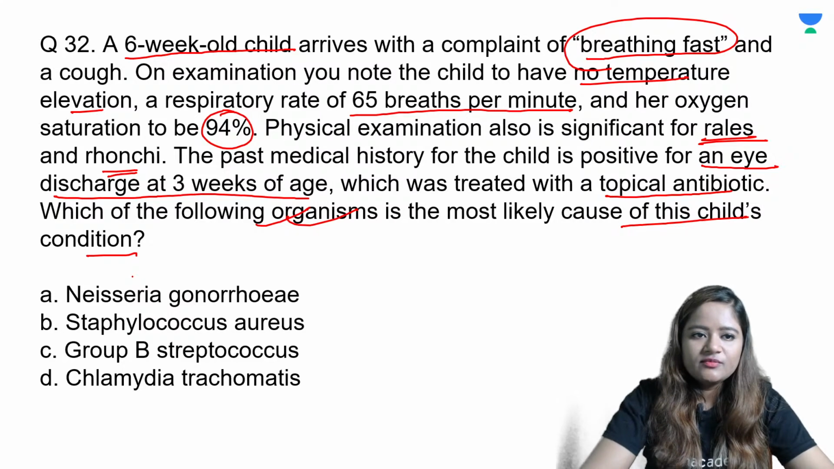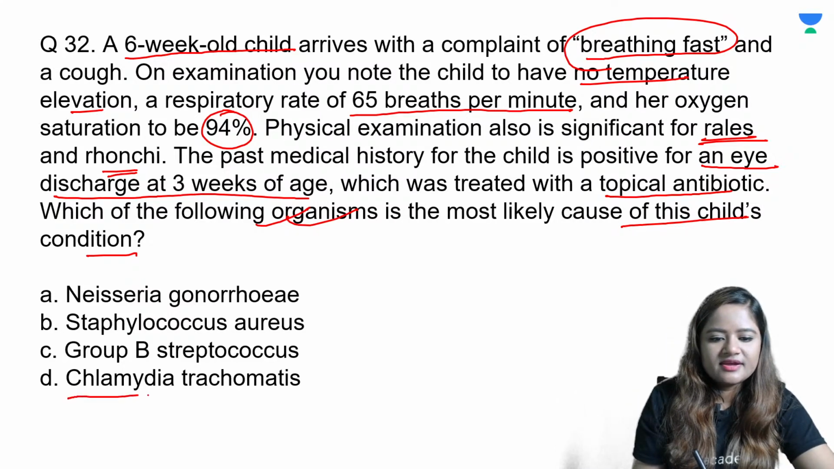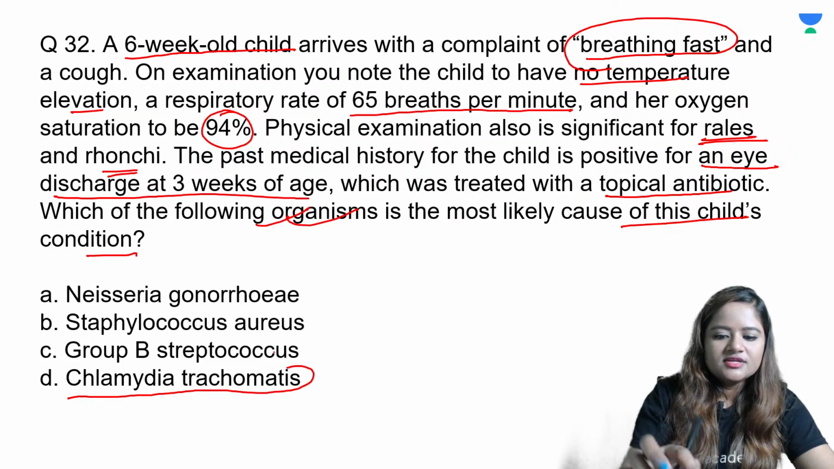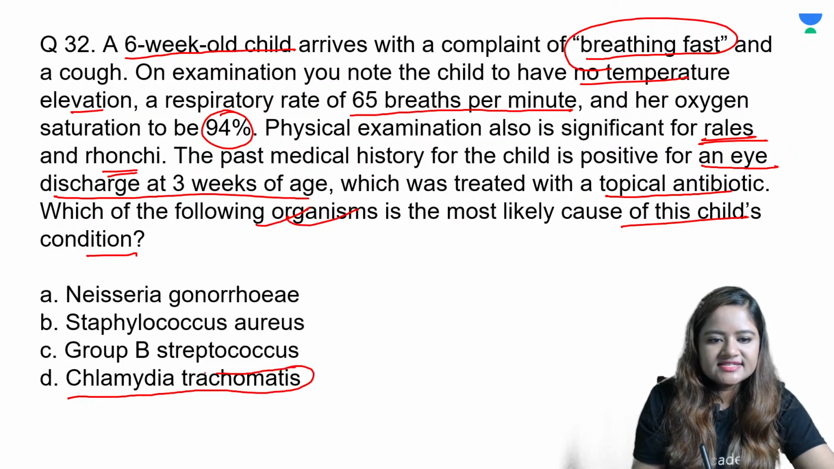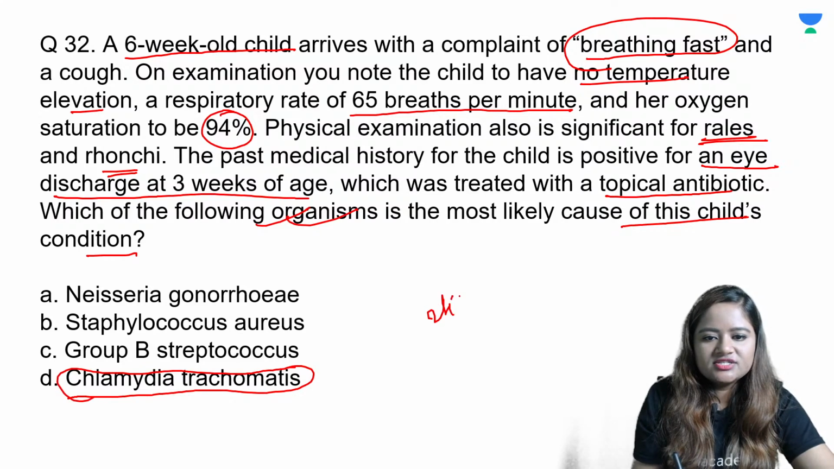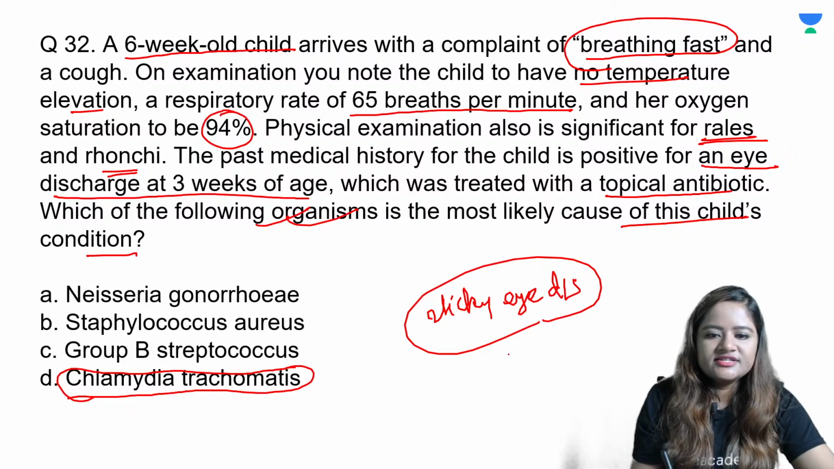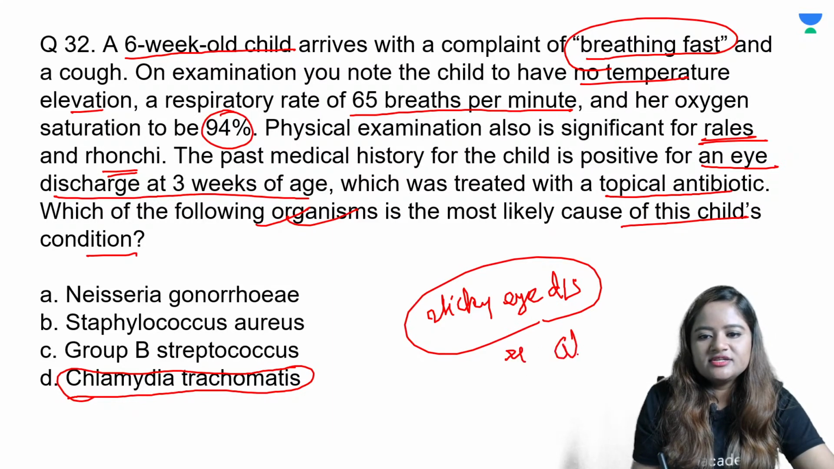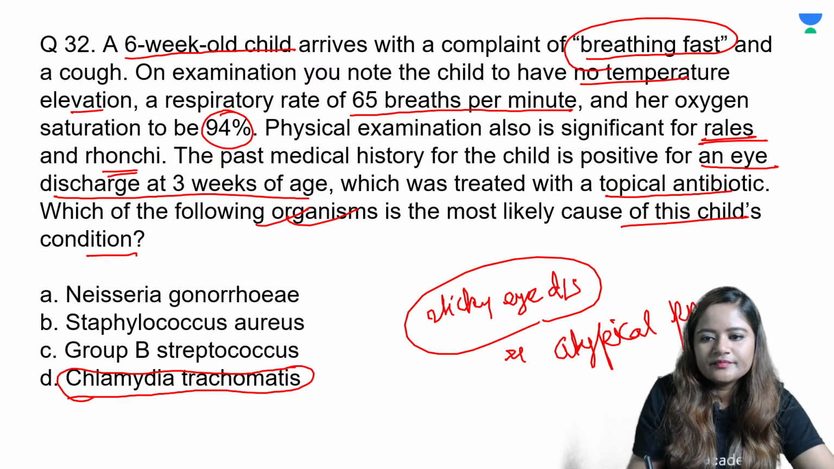Eye discharge with pneumonia in a newborn or an infant is classically only because of Chlamydia trachomatis. Okay. So chlamydia is one thing which classically presents with sticky eye discharge. Okay, sticky eye discharge is there, and also it can lead to atypical pneumonia. So do you see how the question has been framed?